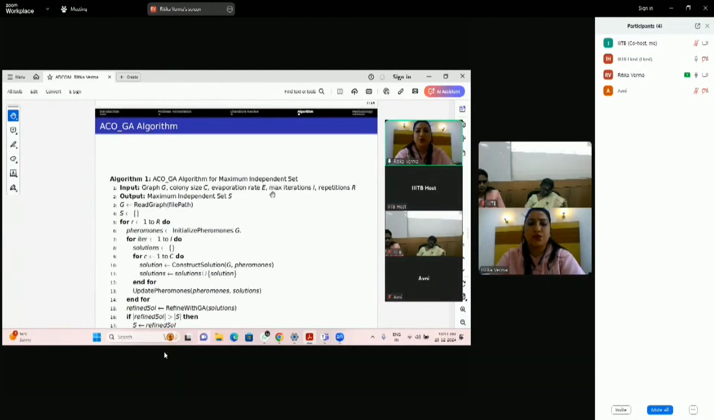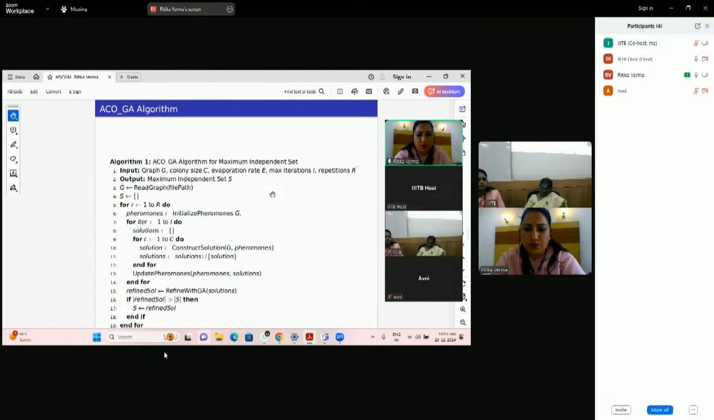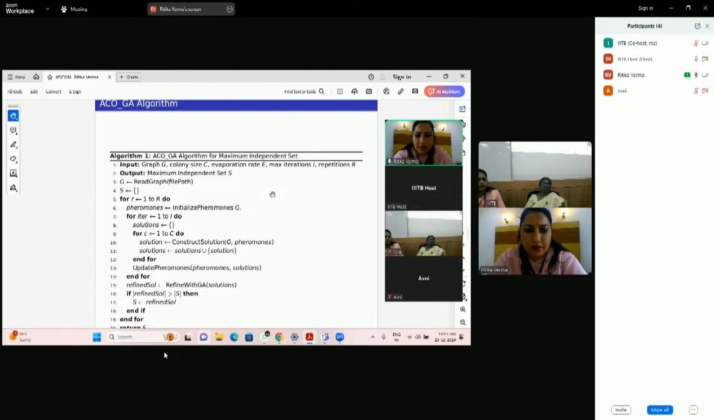This is my proposed algorithm, the ACO-GA algorithm. In this algorithm, the input is the graph G, the colony size is the number of ants, the evaporation rate is used, and the maximum iteration and repetition are used to improve the quality. The output will be the maximum independent set.